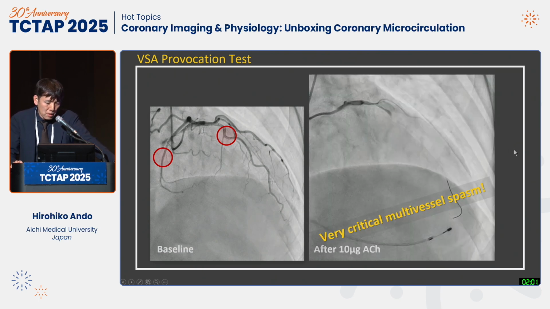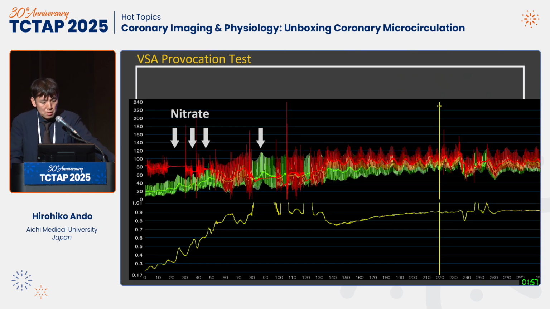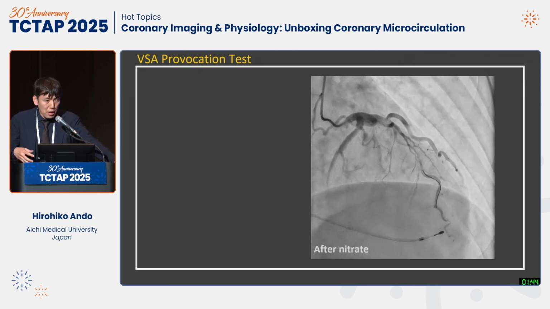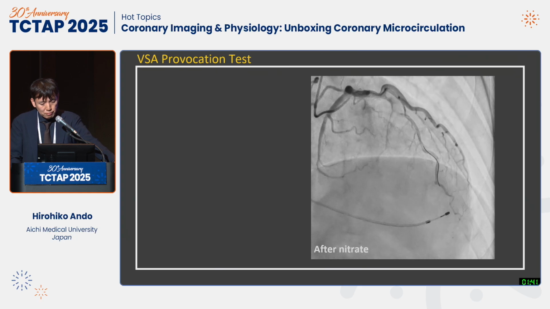So this suggests a very critical multivessel spasm. We immediately injected the nitrate several times. As a result, coronary pressure increased like this. And the angiography shows dilated coronary arteries.